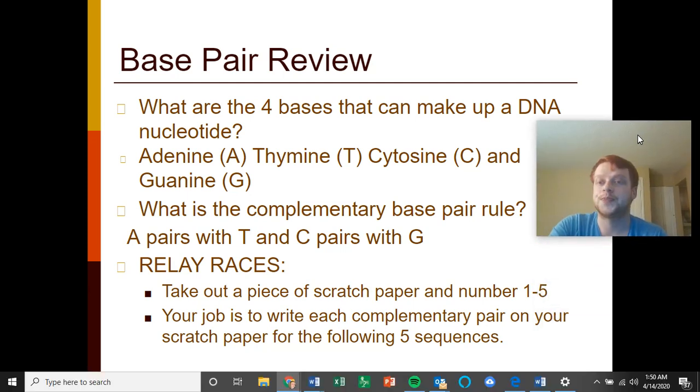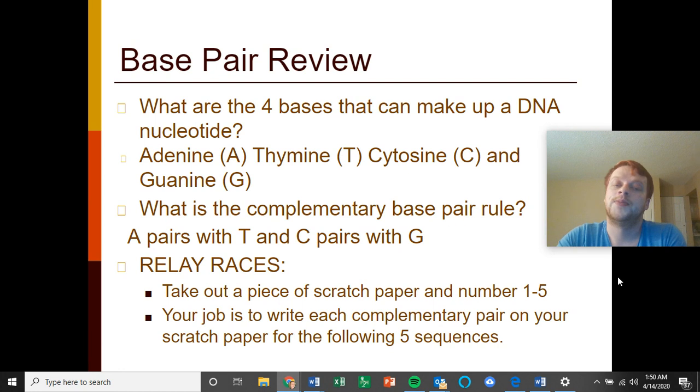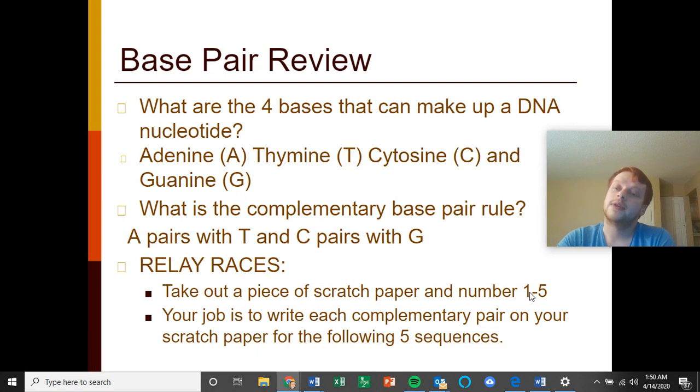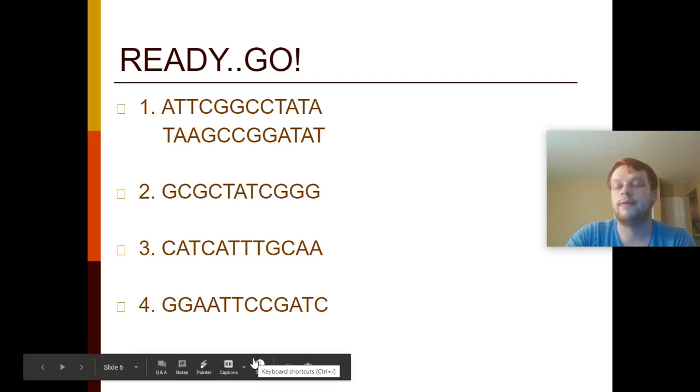So to help get our brains flowing, you can actually do this in your notes. These are already typed in for you. So you have 5 different DNA base pairs or strands. You guys are going to figure out what the complementary strand would look like. So we've got number 1 here. I'm going to walk you through how to do this. If you already know how to do it, you can go ahead and start typing for 2, 3, 4, and 5 while I talk everyone else through.